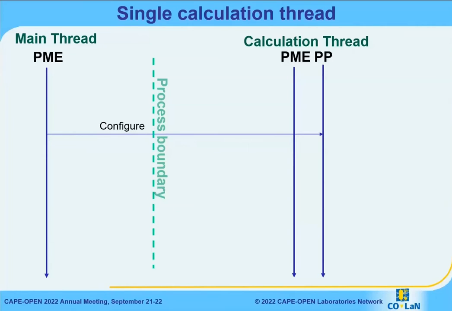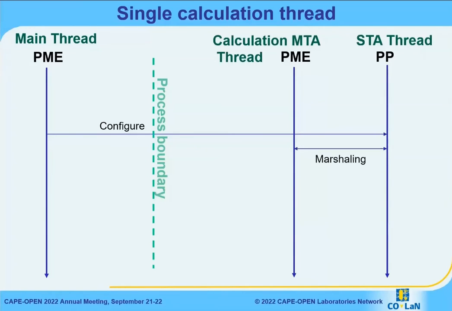But I'm presenting this scenario in any case because this particular scenario has some unintended side effects. If, again, the threading model imposed on the COM machinery and the threading model advertised by the property package do not match. Particularly what happens out there is that the calculation thread is actually initialized as a multi-threaded apartment, despite the fact that it's essentially a single-threaded application. And what happens then is that Windows will create the property package in its own thread, and marshalling will take place in every call to the property package.